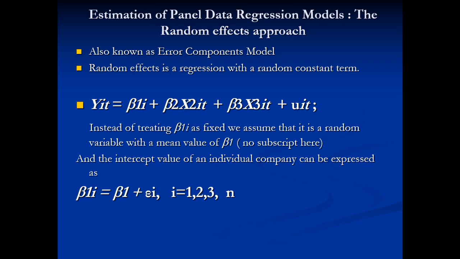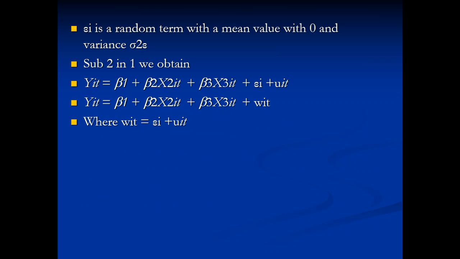It's also known as the error component model. So here, random effects is a regression with a random constant term. The constant term itself becomes random. So y_it is equal to beta 1i plus beta 2 x2_it plus beta 3 x3_it plus u_it. Instead of beta 1 being fixed, we assume that it is random, and the intercept value can be expressed as beta 1i is equal to beta 1 plus epsilon_i.